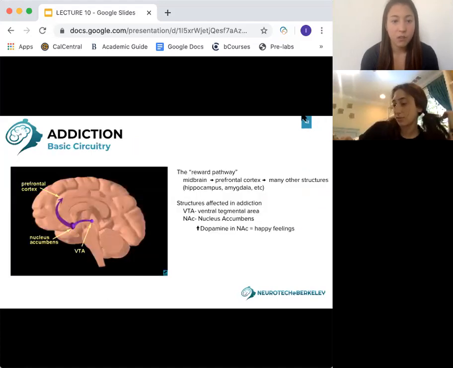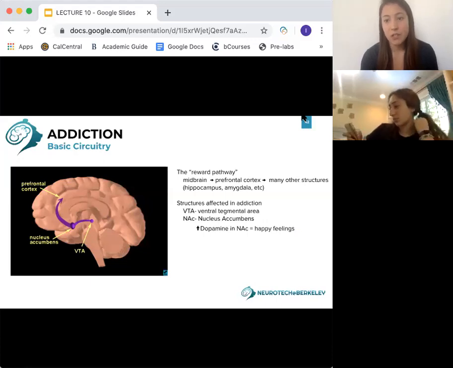So we'll go over some basic circuitry. It's centered around what is colloquially known as the reward pathway, which we briefly saw in lecture 3. The pathway extends from the midbrain through the prefrontal cortex and connects to many structures such as the hippocampus and the amygdala. The structures we'll focus on here, the ones most studied in addiction, are called the ventral tegmental area and the nucleus accumbens.